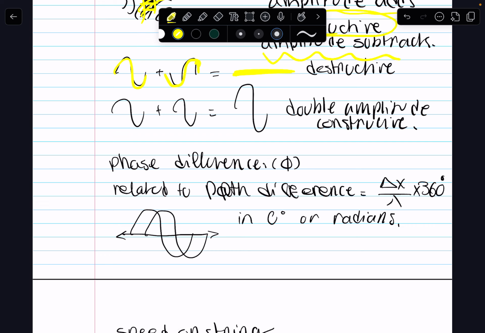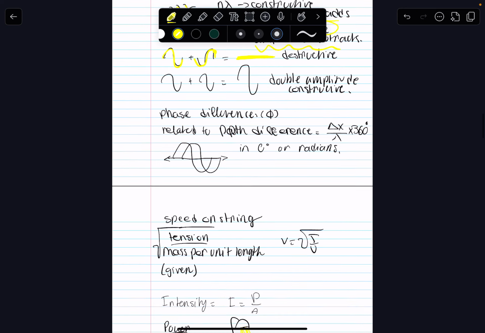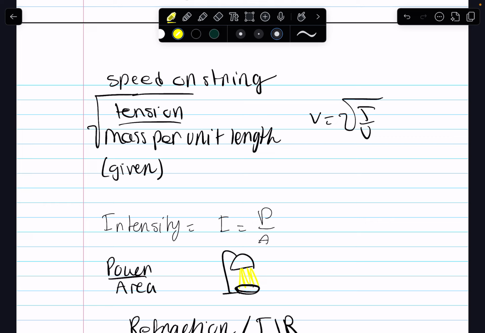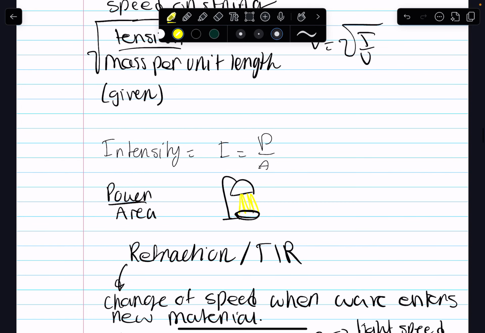Then we have phase difference, which is actually related to path difference, and it's the path difference over lambda times 360, and it gives you the difference in the angles at which waves collide, like here, this part. And then it's usually in degrees or radians because again it's a phase difference, so it's the angle. Then we have speed of the string. Don't worry, you have the equation in your data booklet, which is tension over mass per unit length. Make sure you actually use mass per unit length, not weight, and then tension is like the force. So it's V equals root of T over mu.